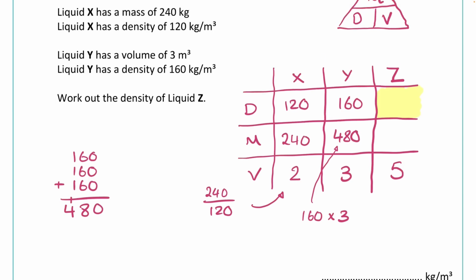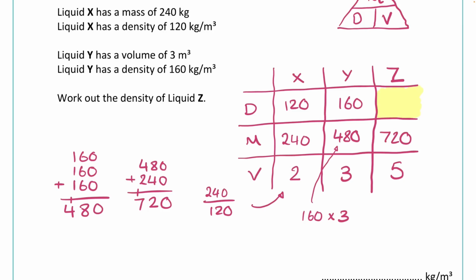From there, we can now work out the total mass. So we can add together 480 and 240. And obviously just notice how I am adding all my working out to the side, just to make it really clear exactly how I've got each of these numbers. 4, 5, 6, 7. There we go, so 720 is the mass.